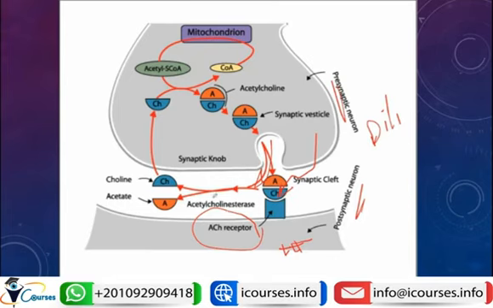And there is another mechanism, which is the acetylcholinesterase will break down the acetylcholine molecule to choline and acetate. So by inhibition of this enzyme, this will increase the amount of acetylcholine in the receptor, causing a potentiation of its action.